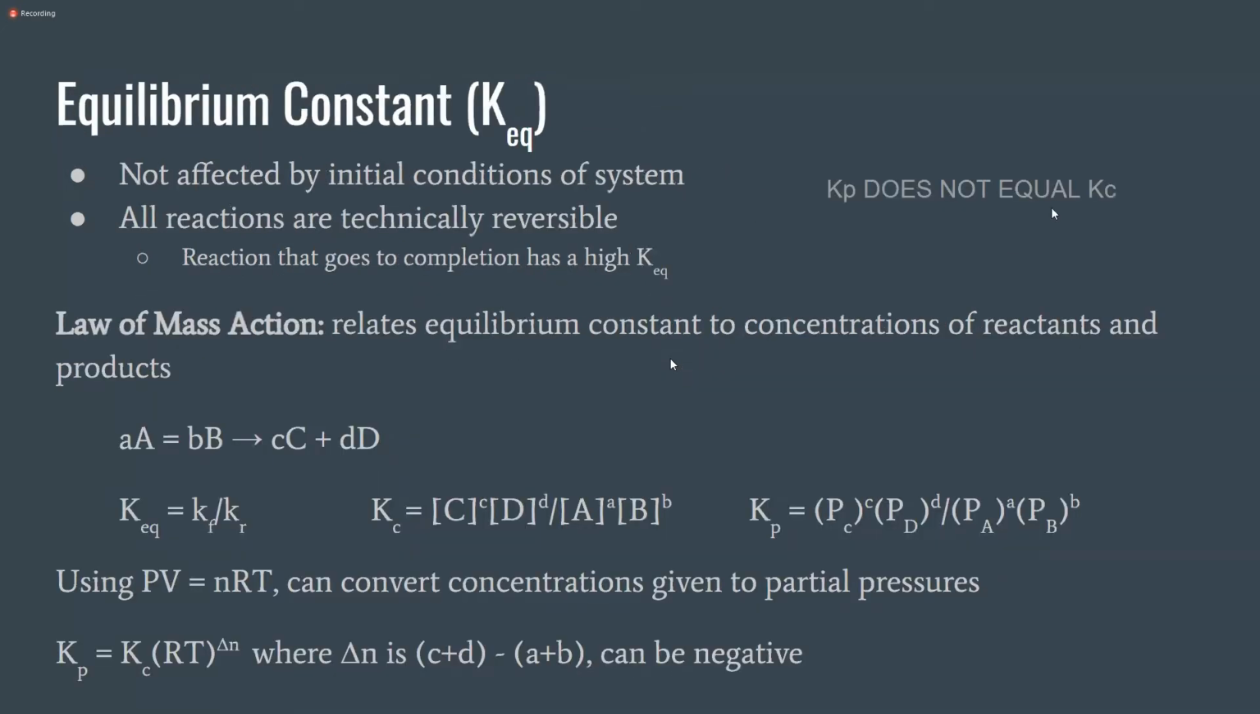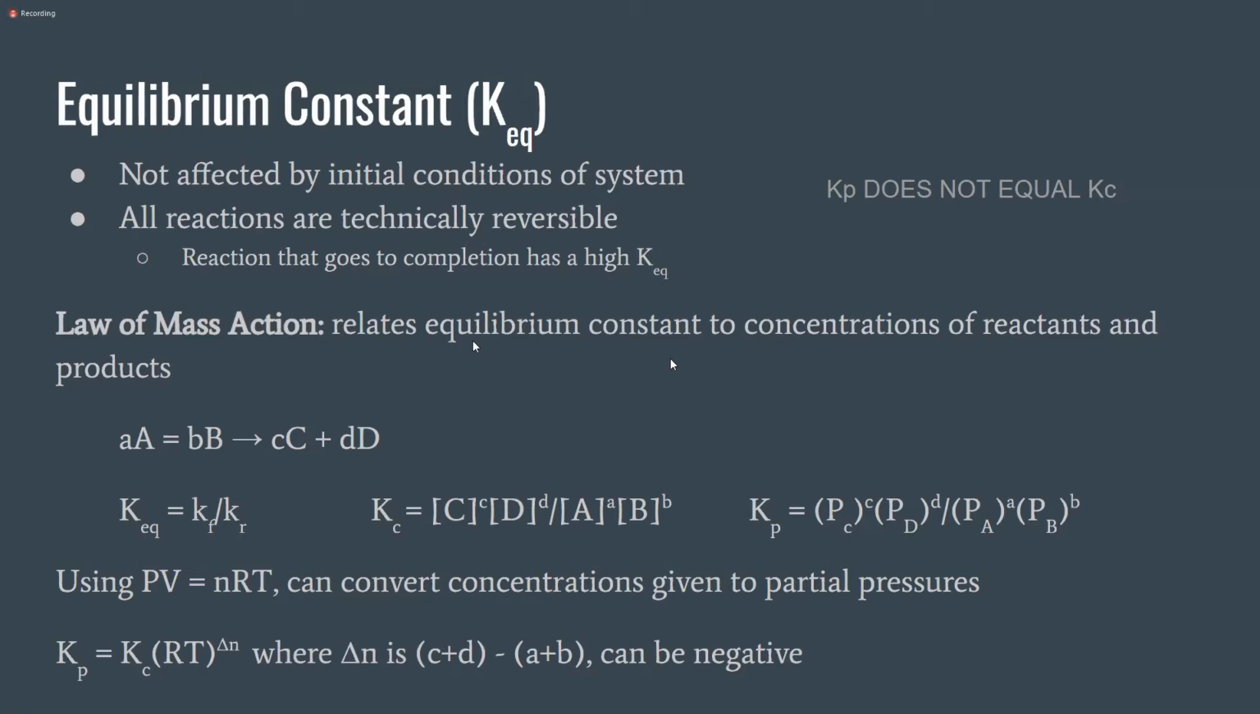Now we can talk about what the equilibrium constant is. Basically, the equilibrium constant is a mathematical expression of the product versus reactant concentration ratio at equilibrium. And the law of mass action, which I don't know if we mentioned this in class, tells you how to write the equilibrium. So we did do this.